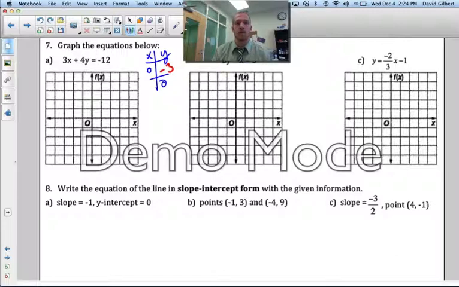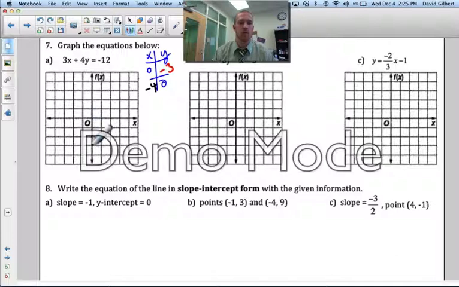Alright, and if I plug in a 0 for the y, it essentially eliminates that because anything times 0 is 0. So 3x equals negative 12 gives me a negative 4 for the x. Now I plot these 2 points.